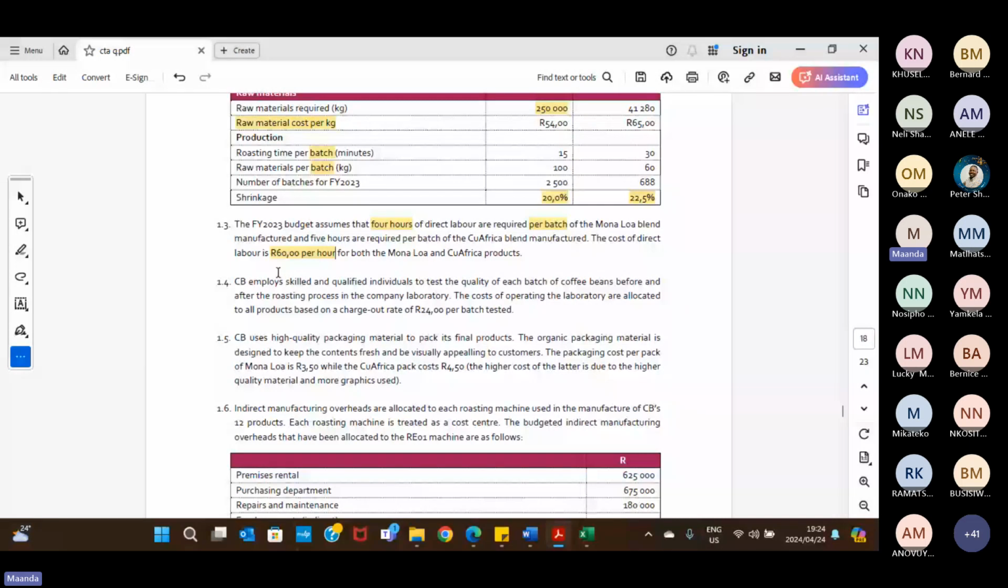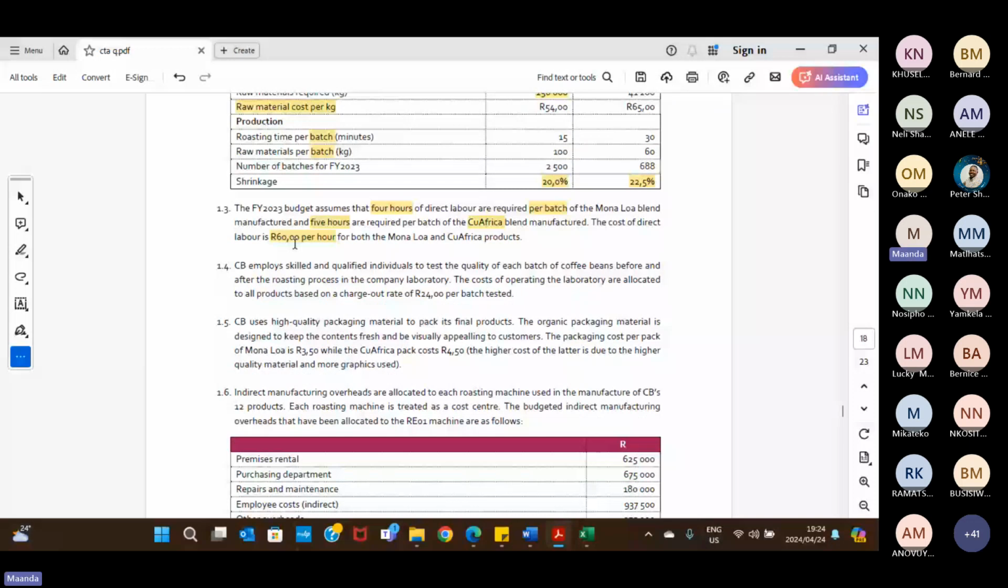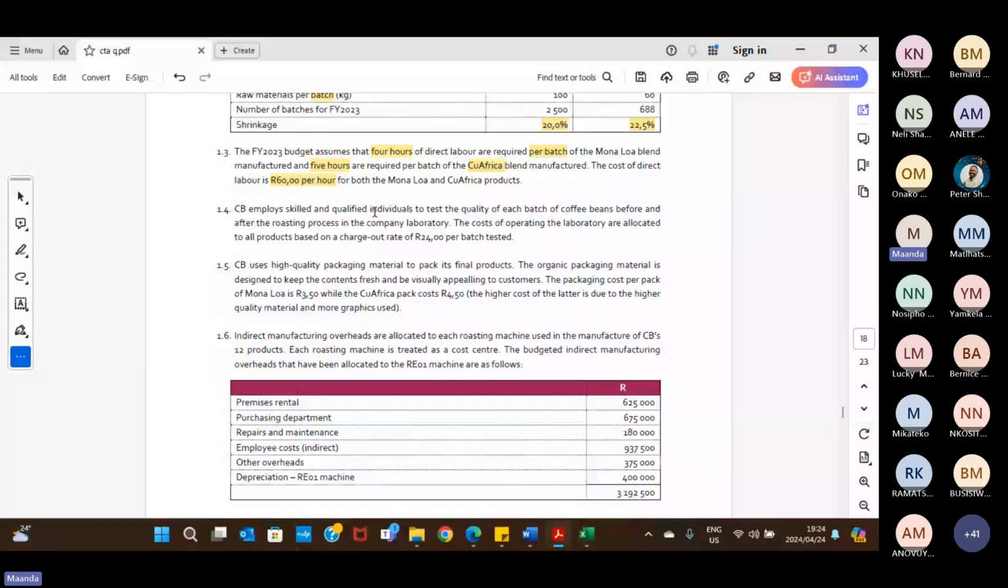So already I can also work on that to say that, okay, I can get my total number of batches that are there. And it means I can then calculate the cost. Yep. Then CB employs skilled and qualified individuals, which is 1.4, which is then the quality control.